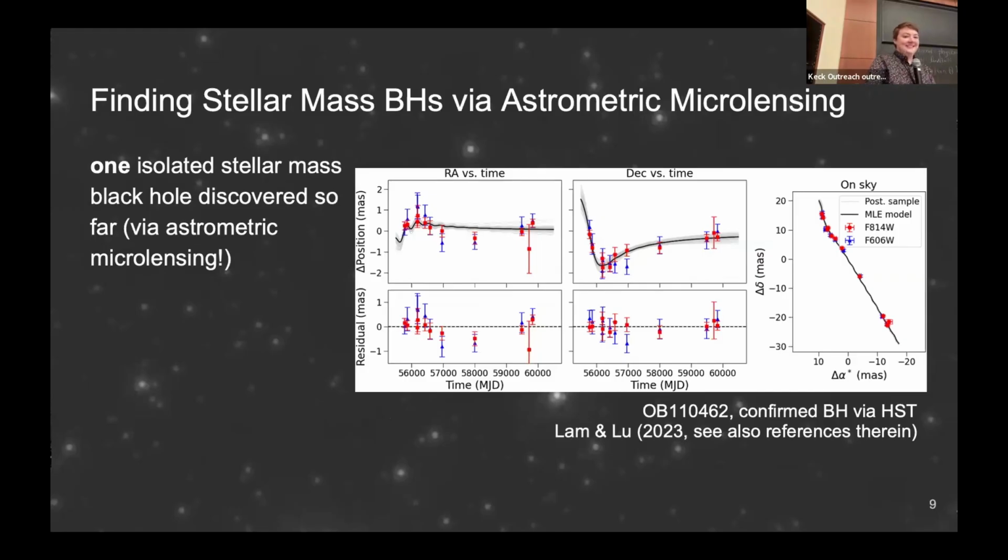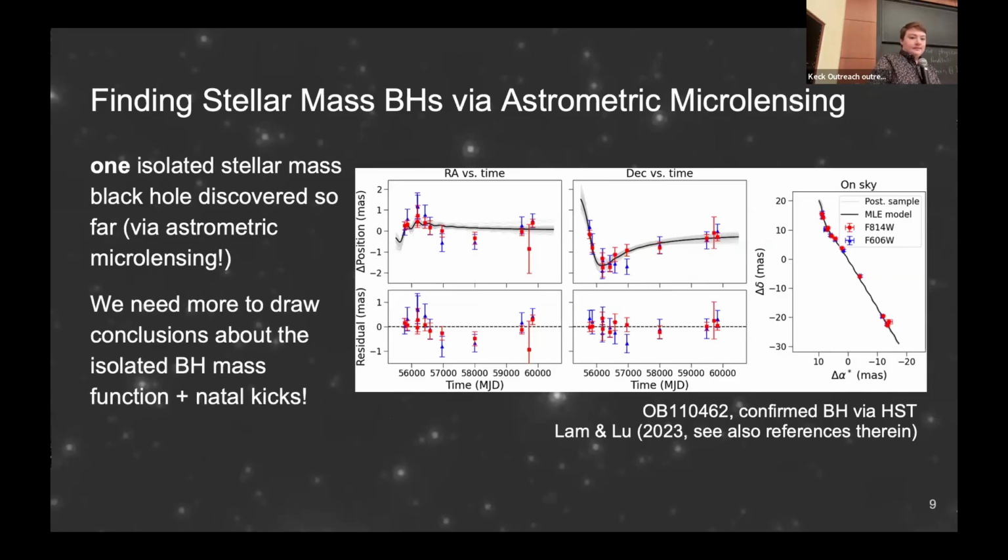We have one isolated stellar mass black hole that we know of. And this was some great work that came out of Berkeley before I started working there, from Casey Lam and Jessica Lu. This was performed with HST follow-up of a ground-based detection. It's really exciting that this first discovery has happened, but we're going to need more of them, to build up a population so that we can actually draw conclusions about the mass function and the distribution of kicks that these black holes get in their formation process.